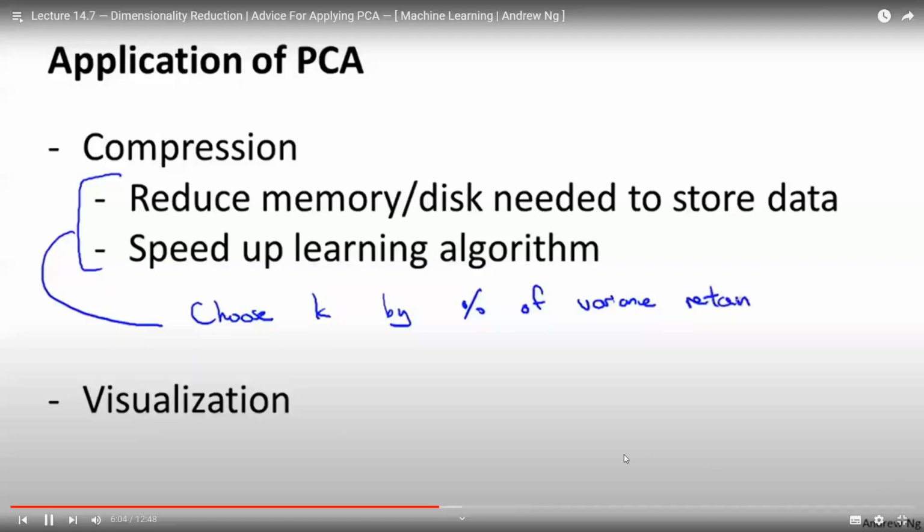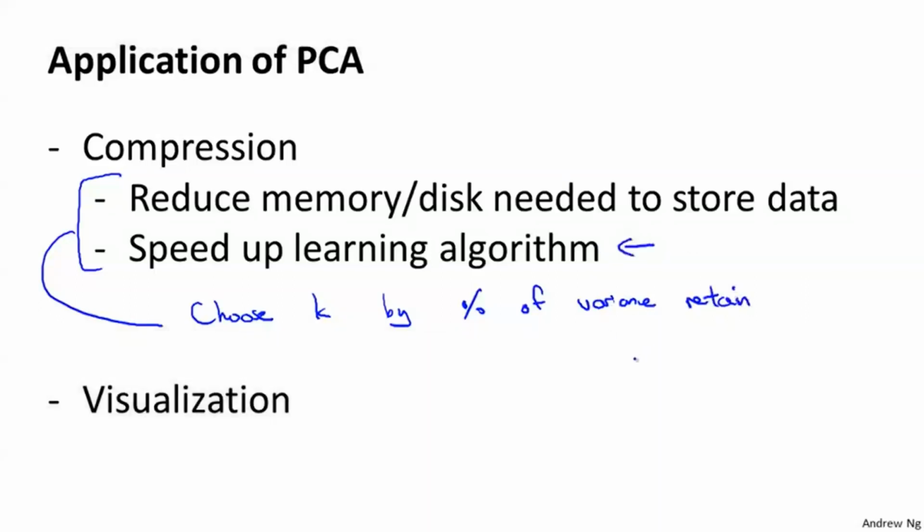And so for this learning algorithm speed up application, often we'll retain 99% of the variance. That would be a very typical choice for how to choose K. So that's how you choose K for these compression applications. Whereas for visualization applications, usually we know how to plot only two-dimensional data or three-dimensional data. And so for visualization applications, we would usually choose K equals 2 or K equals 3 because we can plot only 2D and 3D data sets.